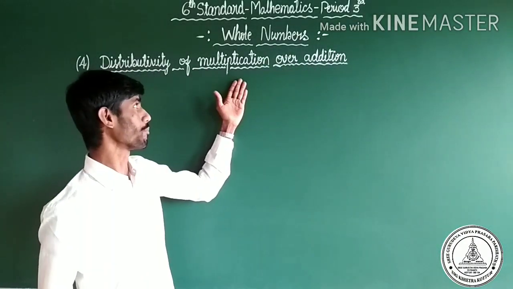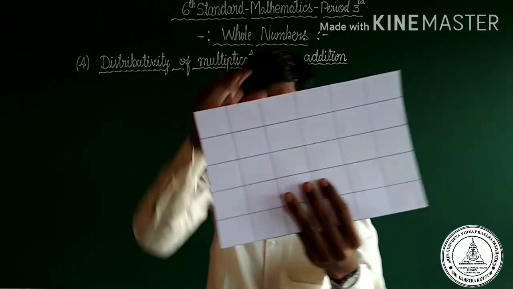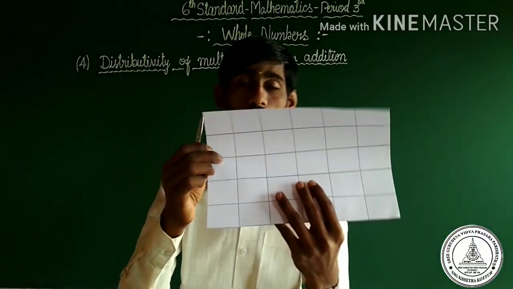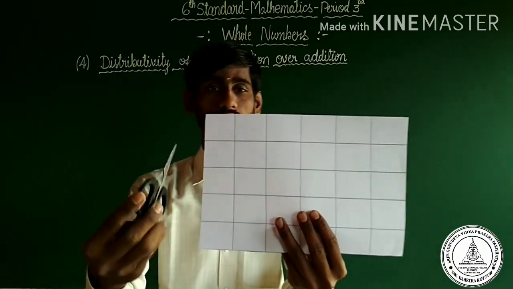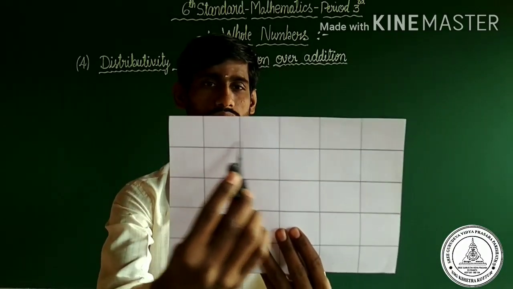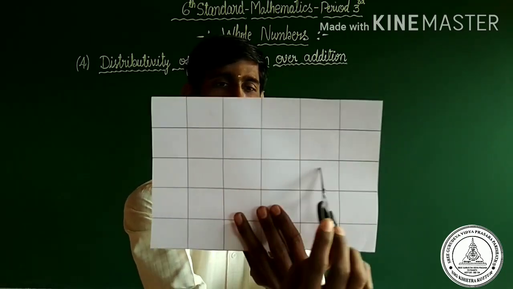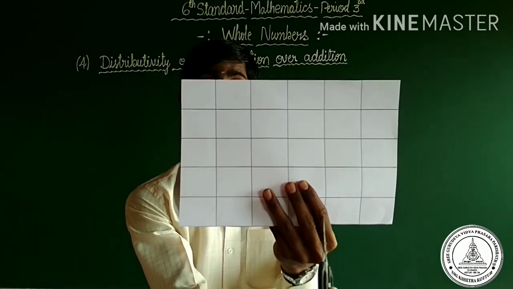Distributivity of multiplication over addition. Dear Chotu, I have a paper. Observe here. In the given paper, there are rows and also columns. How many rows and how many columns? This is the first row, second row, third row, fourth row, and this is the last row, I mean the fifth row.